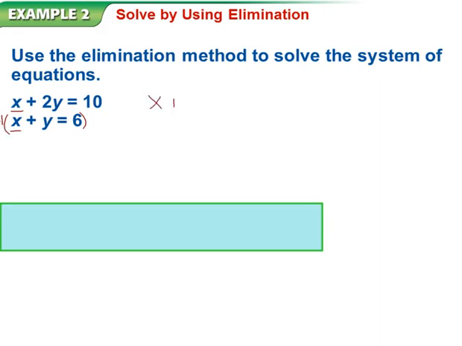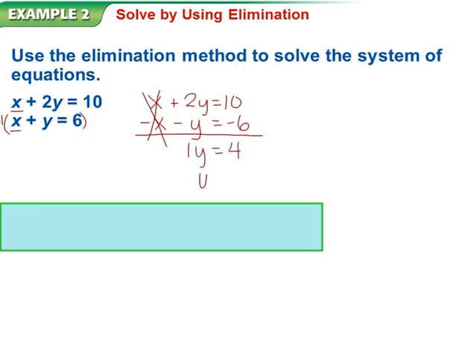So the top equation stays the same. The bottom equation becomes -1x, or just -x, and then -1y, or just -y, and then it's -6. Now when I go to add these two equations together, the x's make 0, so they can cancel out. And then it's 1y equals 4, or just y equals 4. So we solve for y pretty quickly.